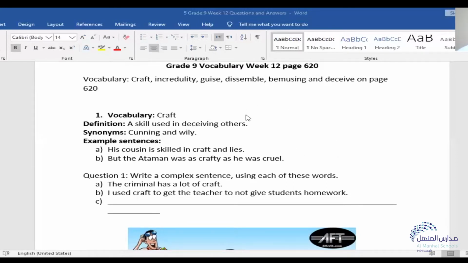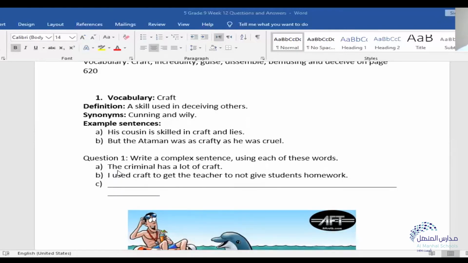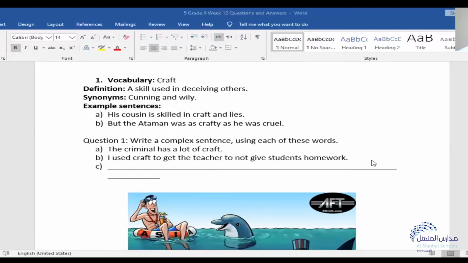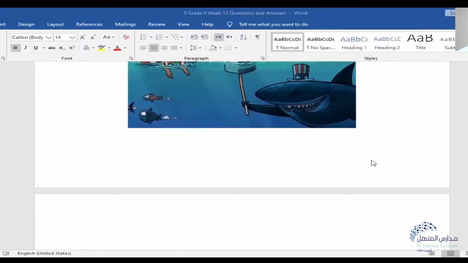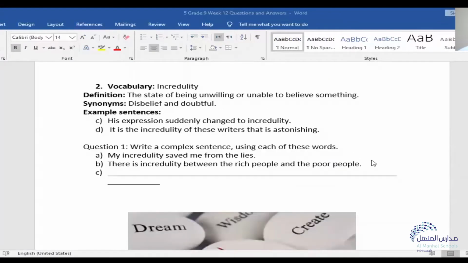In this first one, we're going to look at the vocabulary and then we'll look at some of the grammar. So in this first part of this video, looking at the vocabulary, the word that we have here is craft. And the question is, write a complex sentence using the word craft, right? So the sentence that we got from the students was, the criminal has a lot of craft, which is a good sentence. And I used craft to get the teacher to not give the students any homework. Both very, very good sentences there. Very good complex sentences that also help with the understanding of the word.